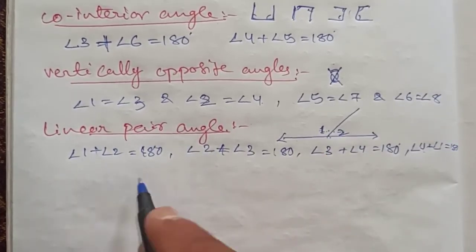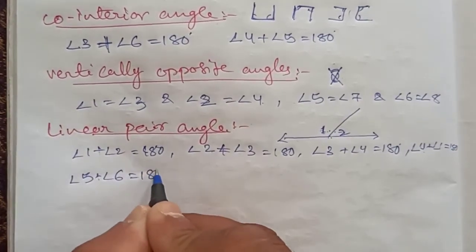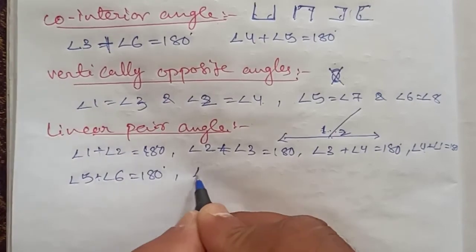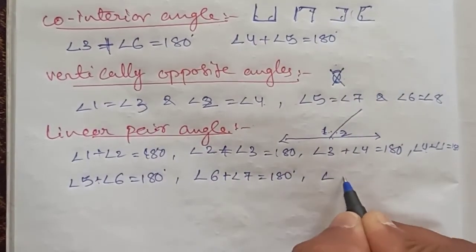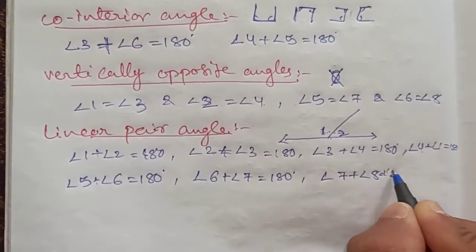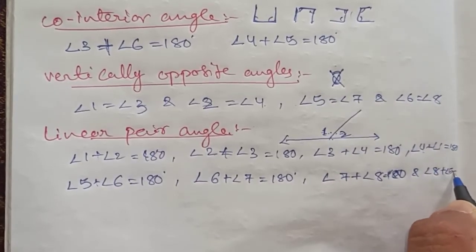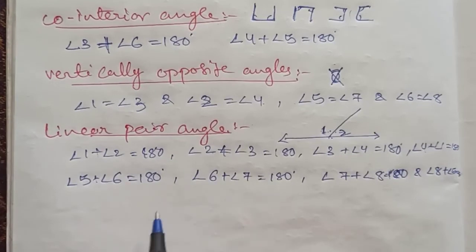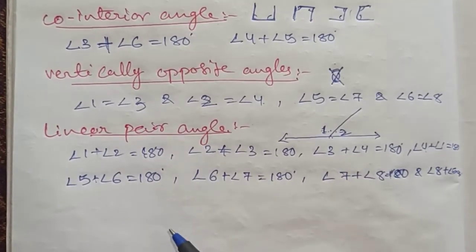Similarly, for the second parallel line, we will get angle 5 plus angle 6 is 180. You just look at the diagram. Angle 6 plus angle 7 is 180. Angle 7 plus angle 8 is 180, and angle 8 plus angle 5 is 180. So these are the linear pair angles we get from the transversal lines. These are all the conditions from transversal angles which you have to remember while solving the questions.